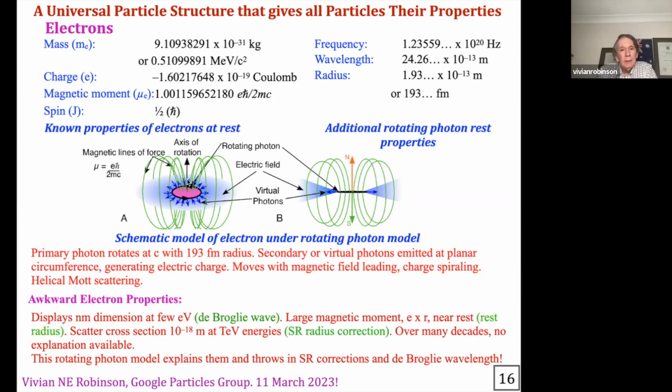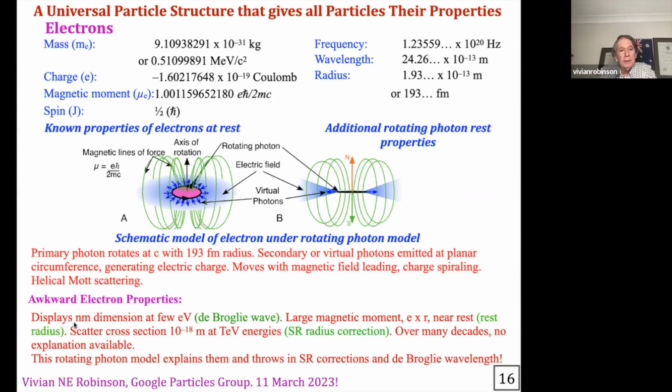Now, think about when this moves, the rotating axis will actually spiral its way through space. That has led to what some people call helical Mott scattering, where they believe they've detected the charge of an electron spiraling through space. Well, I respectfully suggest that that's just what happens when an electron moves. But electrons do have some awkward properties that have made them difficult to understand.